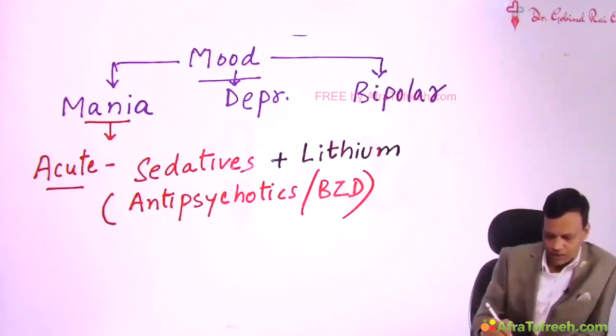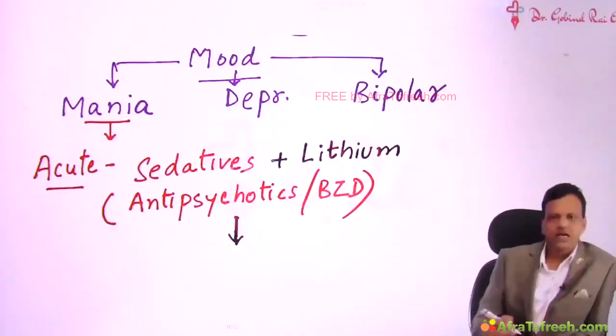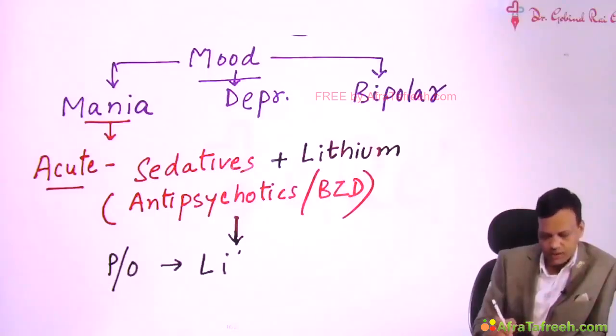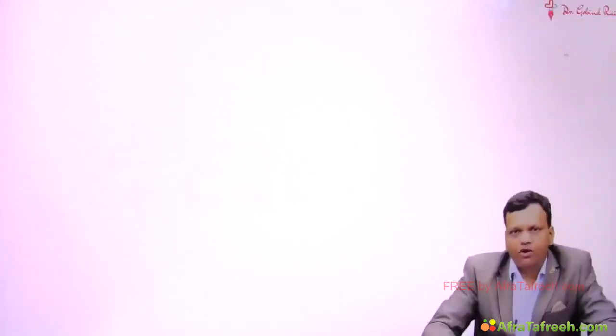Now, after acute phase is over, when the mood has been stabilized, then we can stop antipsychotics or benzodiazepines and continue the patient on only lithium. If the question is asked what is drug of choice for prophylaxis of mania, then only lithium will be there. Lithium is very important regarding MCQs. You should know each and every detail about lithium.